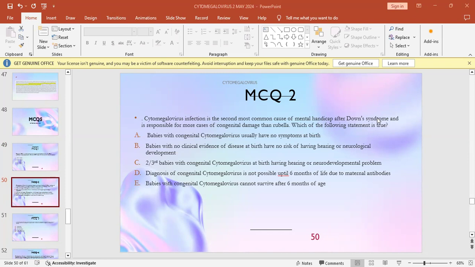D, diagnosis of congenital cytomegalovirus is not possible up to 6 months of life due to maternal antibodies. E, babies with congenital cytomegalovirus cannot survive after 6 months of age. It's C. Two-thirds of the babies with congenital cytomegalovirus at birth having hearing or neurodevelopmental problems.